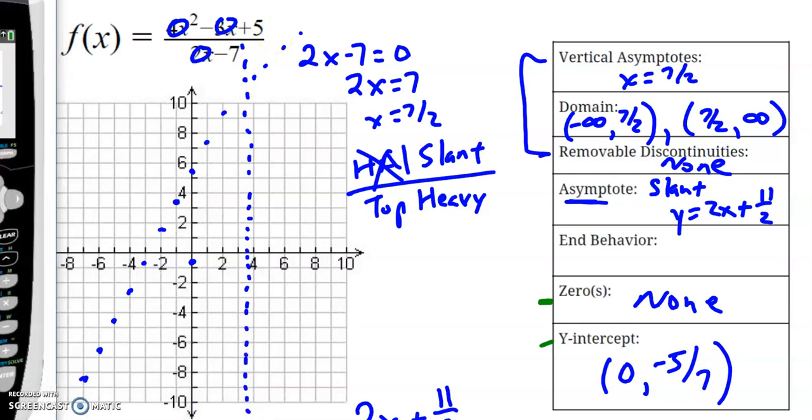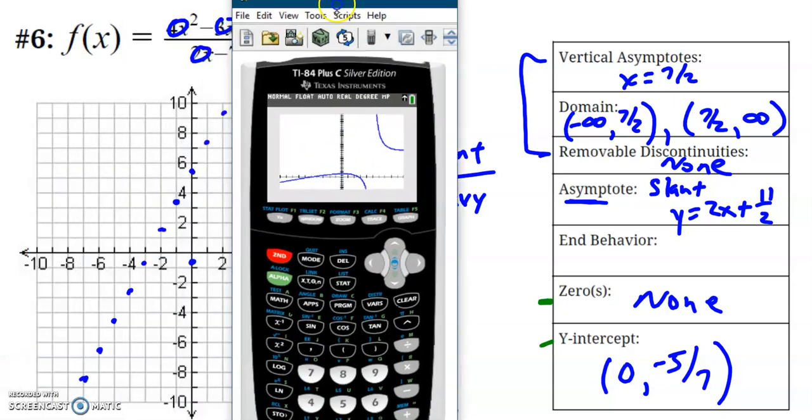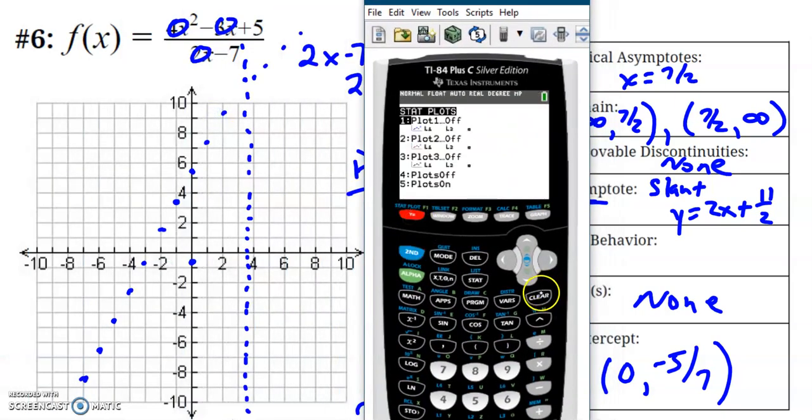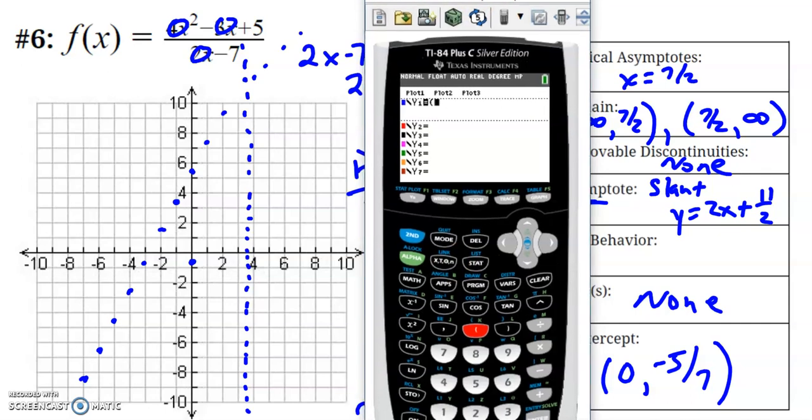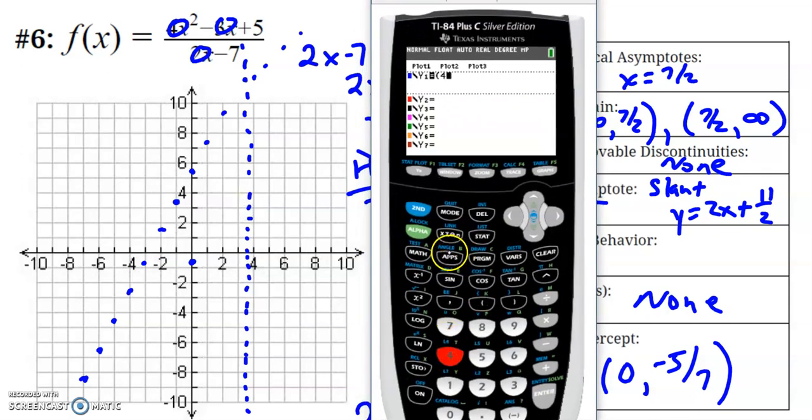So let me go ahead and plug this in. Move this over. Clear this out. 4x squared minus 3x plus 5 divided by 2x minus 7. Make sure I plugged it in correctly. Got parentheses around my numerator, parentheses around my denominator.